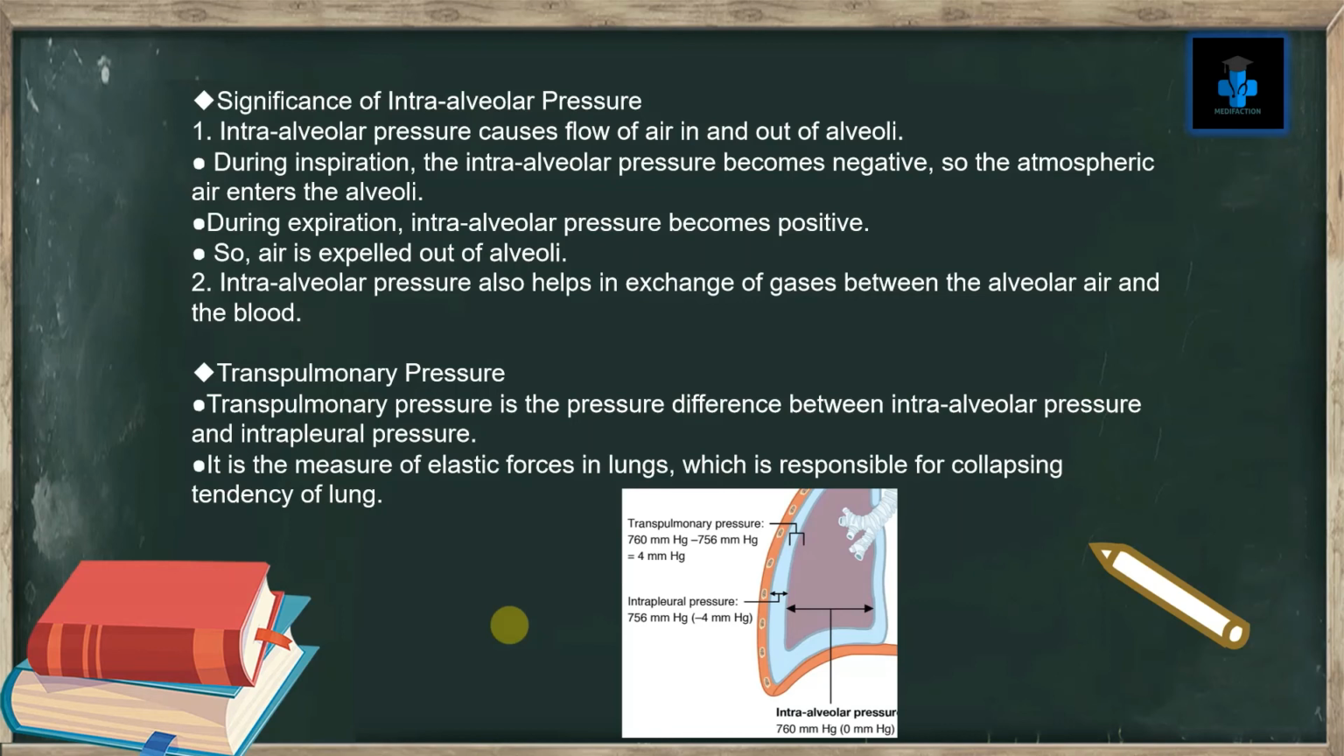Now, let's learn about the transpulmonary pressure. It is the measure of elastic force in lungs which is responsible for collapsing tendency of lungs. Here you can see the intra-alveolar pressure. This region covers this intra-alveolar pressure.